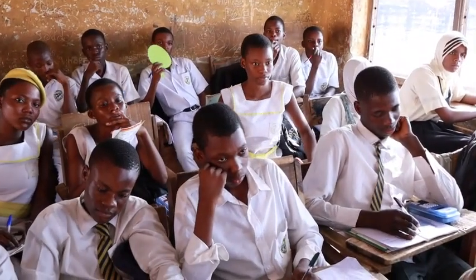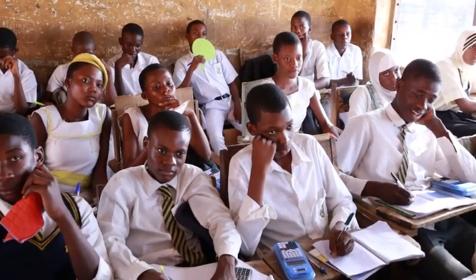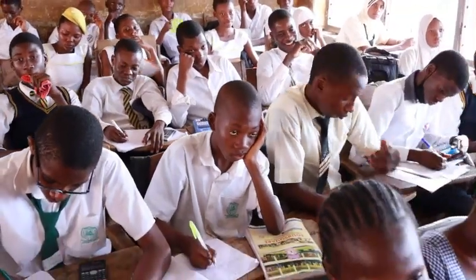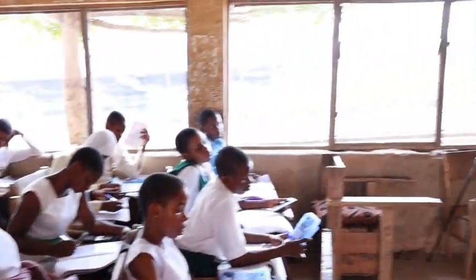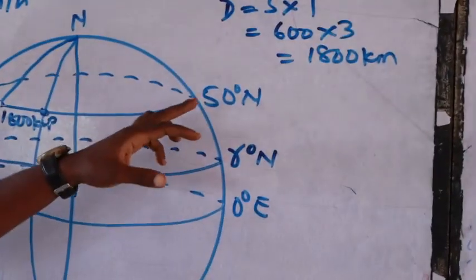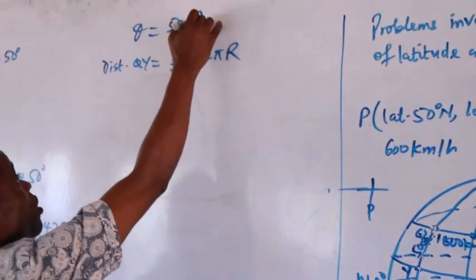Is that the correct answer? Somebody said no. Anybody with a different answer? So that is the answer, because this 50 here is more than this gamma, and the two of them lie on the same pole. It's going to be 50 minus gamma. So angular difference is 50 minus gamma.